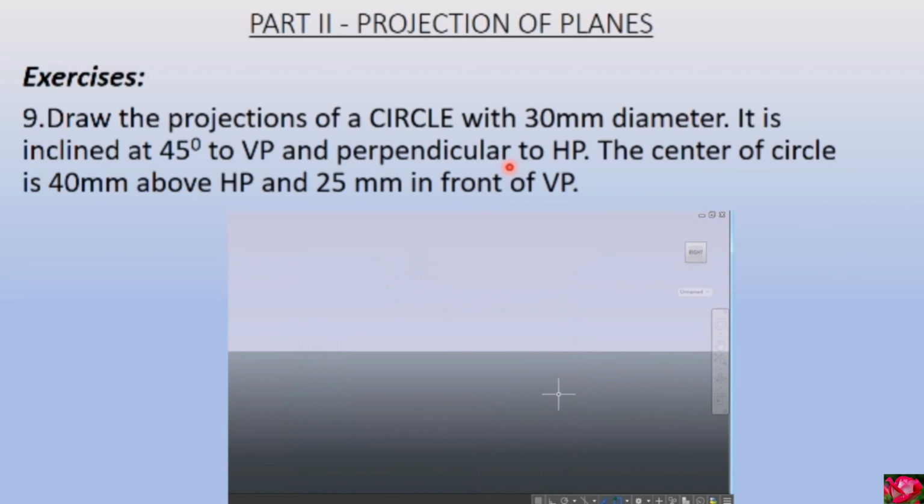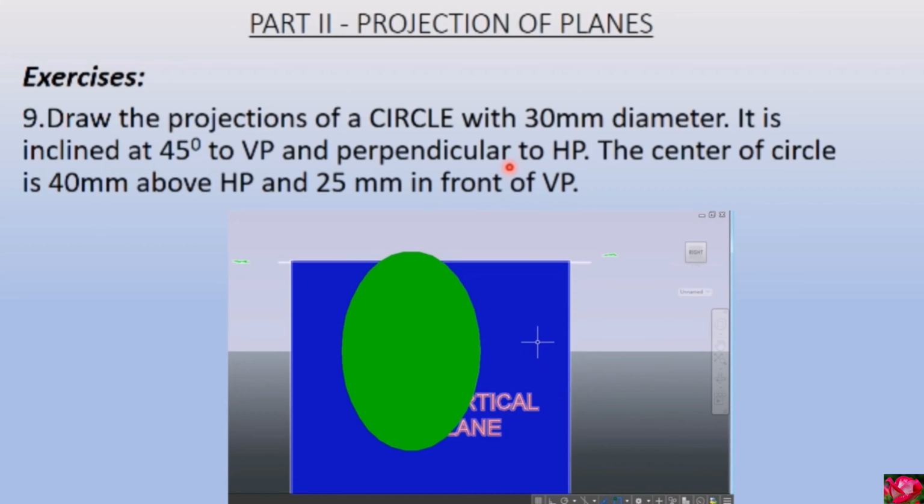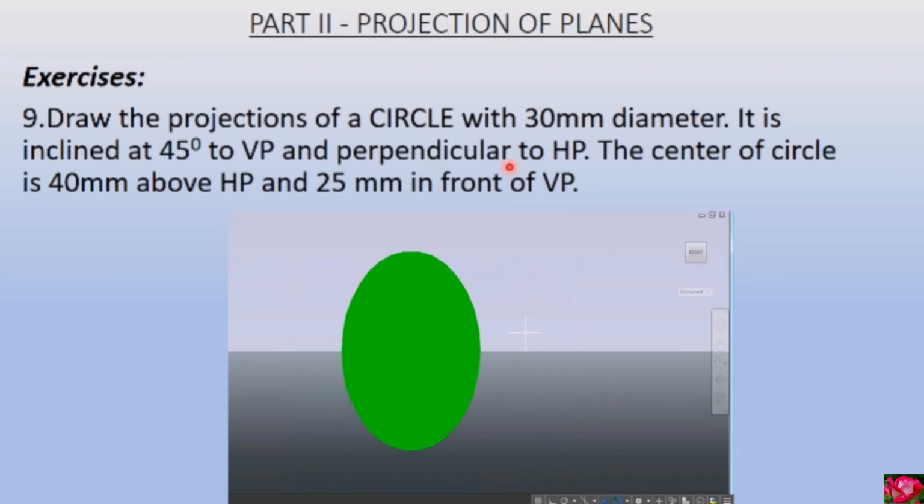You see that there will be a circle, a portion of a circle, but now it will appear as an ellipse. Yes, you see that.